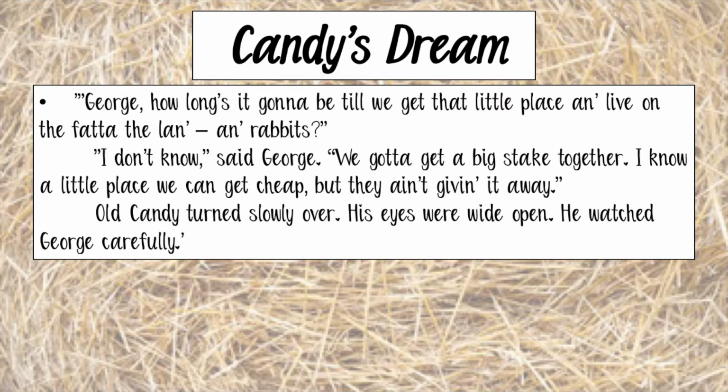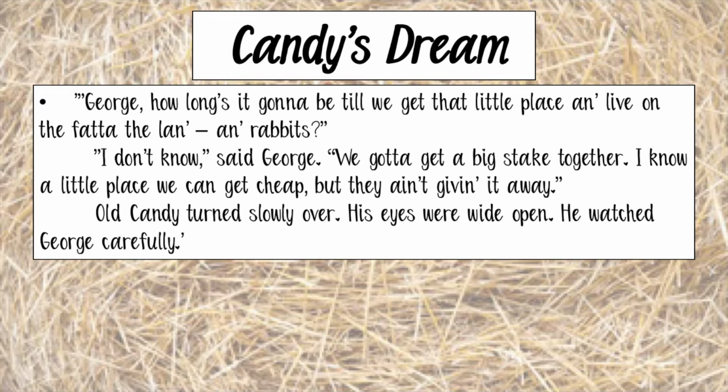"George, how long's it going to be till we get that little place and live on the fat of the land and rabbits?" "I don't know," said George. "We got to get a big stake together. I know a little place we can get cheap, but they ain't giving it away." Old Candy turned slowly over. His eyes were wide open. He watched George carefully.